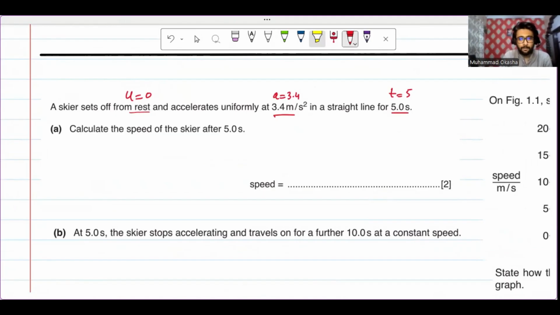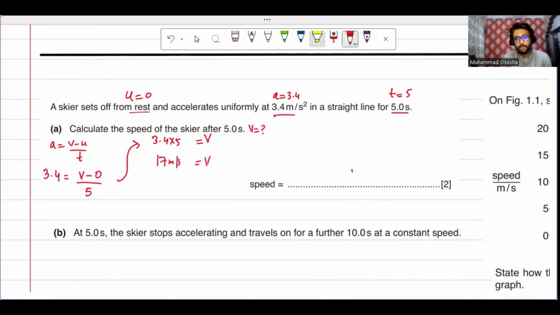So we need to find the final velocity. We know acceleration equals v minus u divided by t. In this case, acceleration is 3.4. We need to find the final velocity. Initial velocity is 0, divided by time, which is 5. V minus u would just be v. If I move the 5 over to this side, that is going to be 3.4 multiplied by 5. V would be equal to 17 meters per second. So the answer is 17 meters per second.